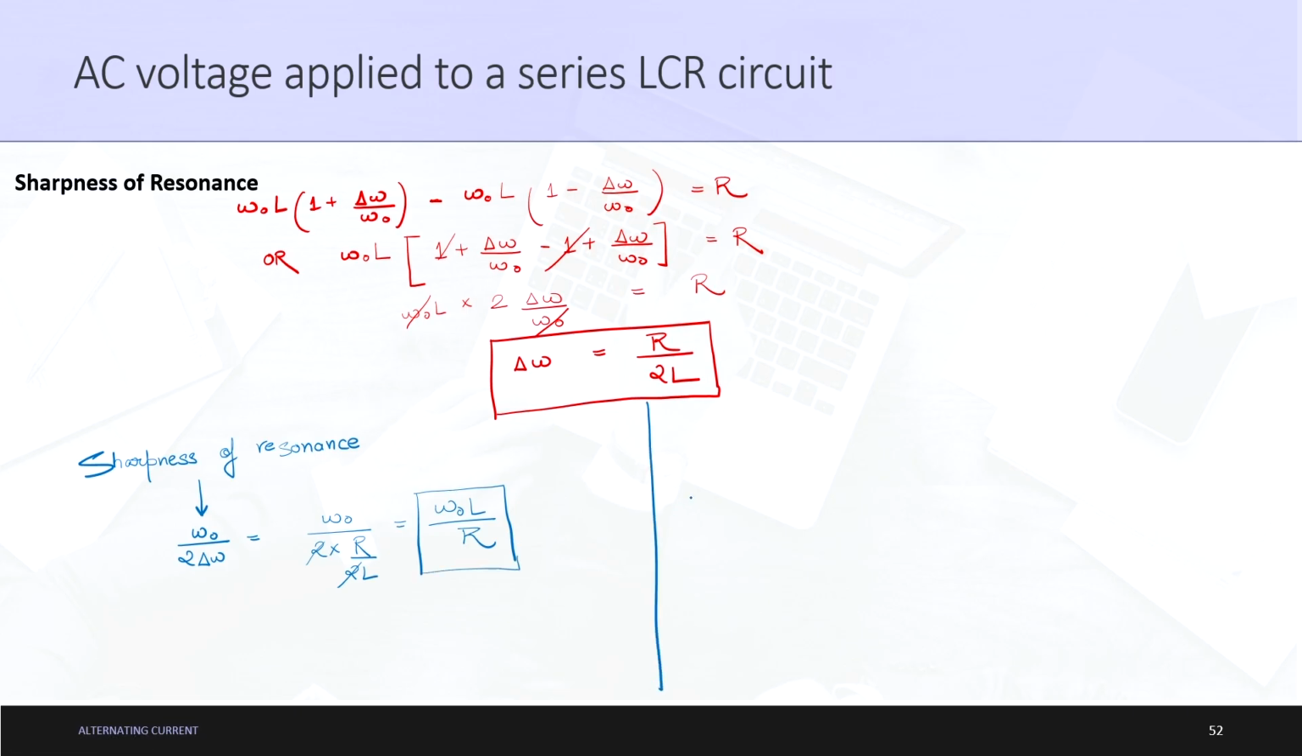Next concept is that this ratio omega naught L upon R is also called as quality factor, denoted by Q of the circuit. Okay. So, this is denoted by Q of the circuit.